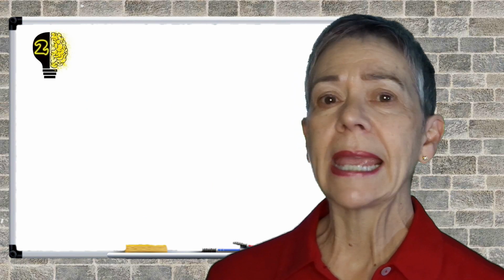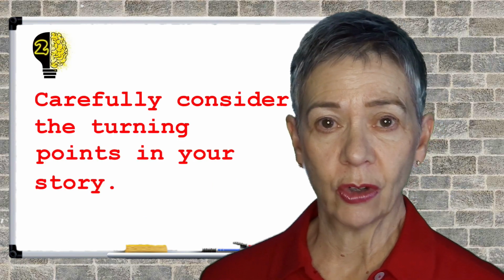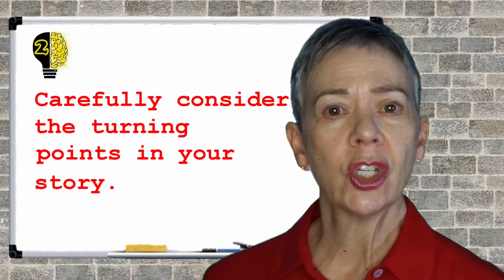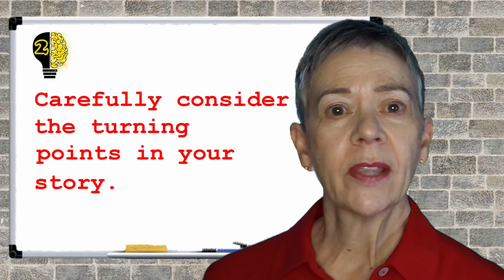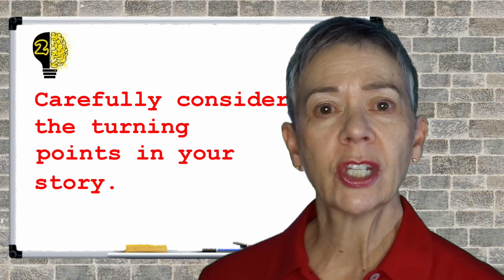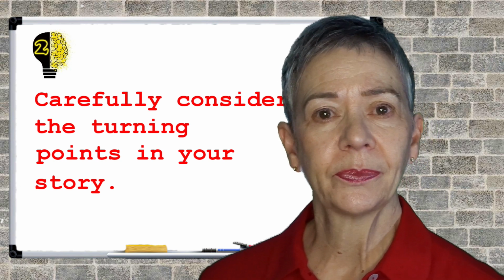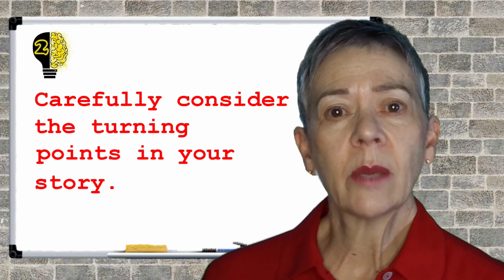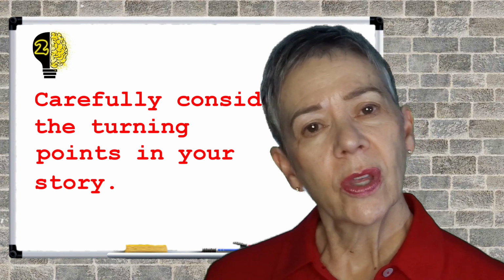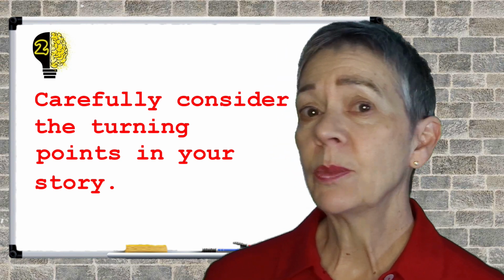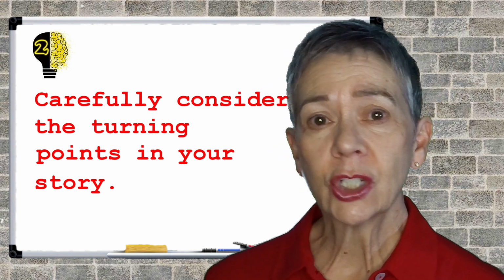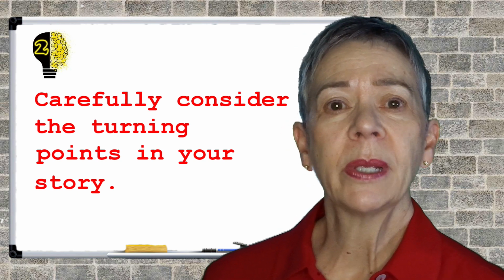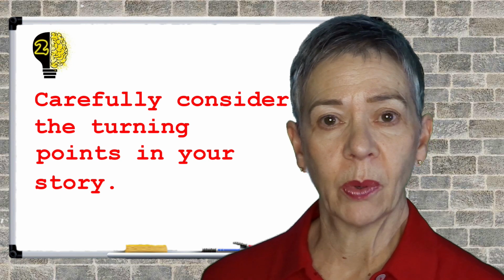Tip number 2, carefully consider the turning points in your story. McKee highlights the importance of these changes in the direction of the story, that the story can't keep flowing in one direction, that there have to be turning points. These turning points often happen at the end of particular segments of the story. These are the kinds of things that alter your protagonist's beliefs, actions, goals, circumstances. All of these things are possibilities of the things that can be altered by a turning point.